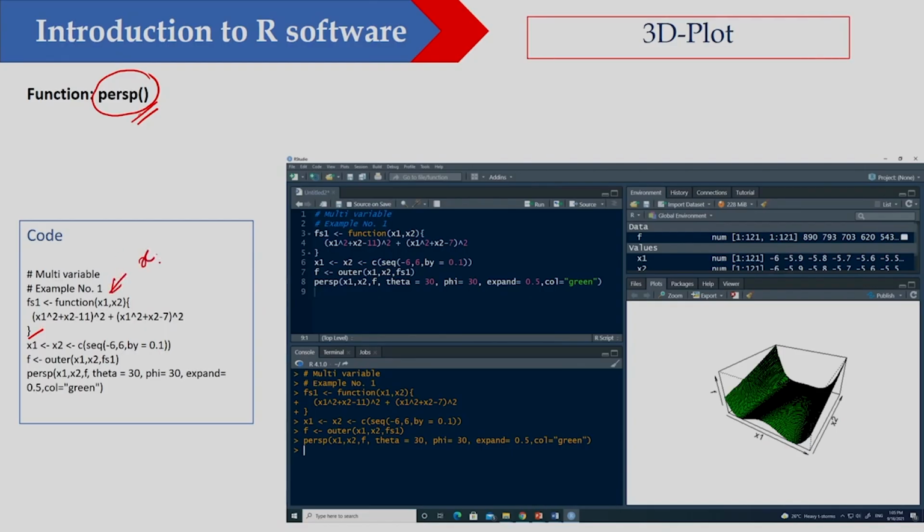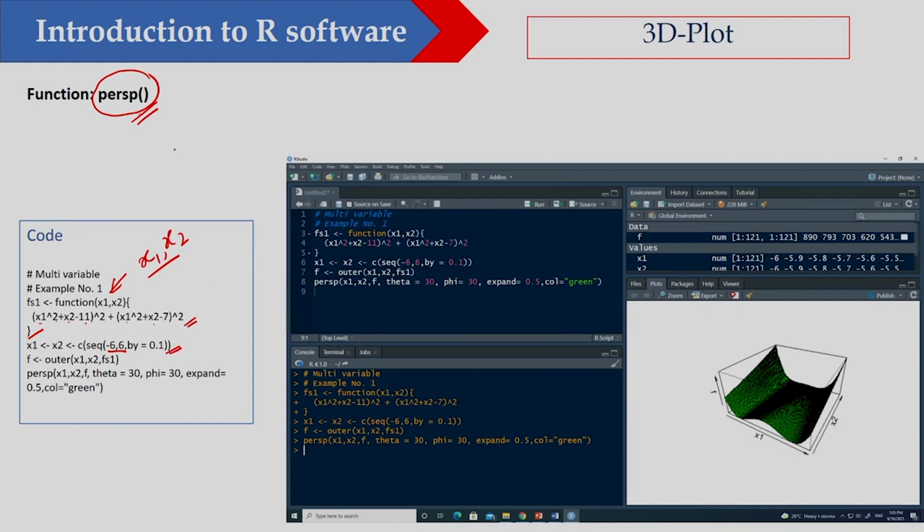So, that means I have two variables, x1 and x2. I am defining this function as x1 square plus x2 minus 11 whole square, then plus x1 square plus x2 minus 7. Okay. So, I am using this particular function. Now, the range for x1 and x2 I have defined as minus 6 to plus 6. Okay. And the increment I have used is 0.01.